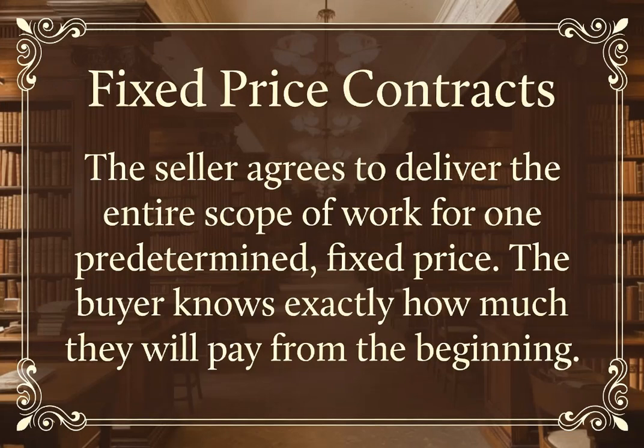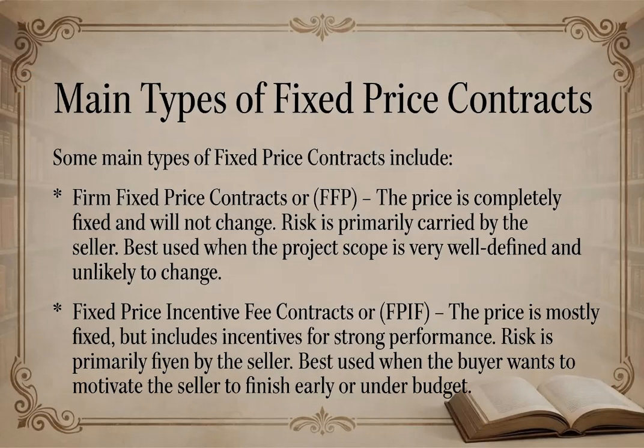In these contracts, the seller agrees to deliver the entire scope of work for one predetermined fixed price. The buyer knows exactly how much they will pay from the beginning. Some main types of fixed price contracts include firm fixed price contracts, or FFP. The price is completely fixed and will not change. Risk is primarily carried by the seller, best used when the project scope is very well defined and unlikely to change.